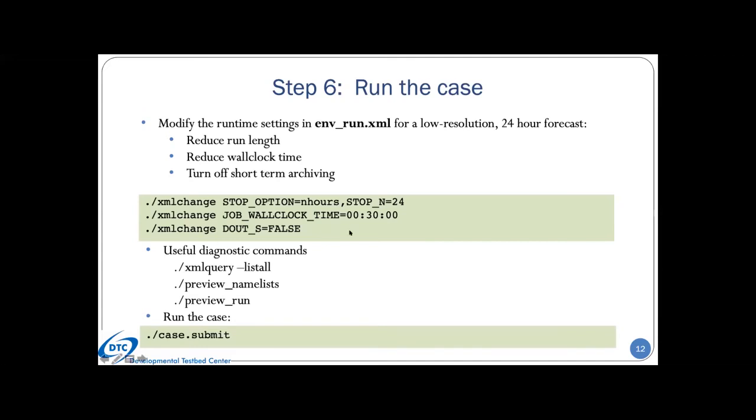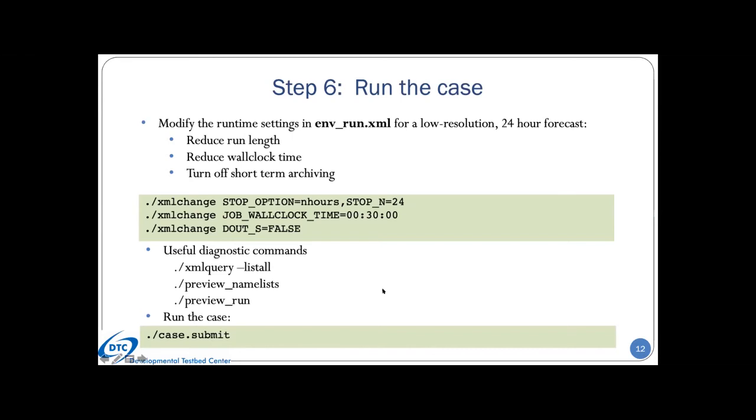So here is where you would change what batch queue you wanted to run, if you want to run on premium or economy on Cheyenne, your model start date and init time. So you can run a forecast from 12Z or a forecast from 0Z. And all of those are options that you can change at this point in the setup. So we've already defined our case with our physics suite and our grid. We've compiled the model code and linked all the fixed files that match those. And now we're configuring the run step.